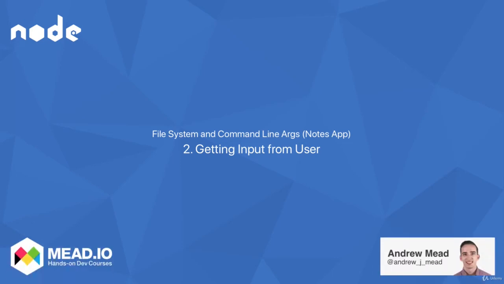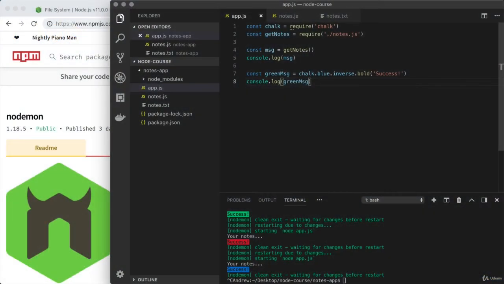In this video, you're going to learn how to get input from the user into your Node.js application, and this is going to be essential for creating anything meaningful. So think about the Notes application. If I'm the user and I'm trying to use the Notes app to add a new note as an example, I need to provide some information about that new note, such as a title and a body.